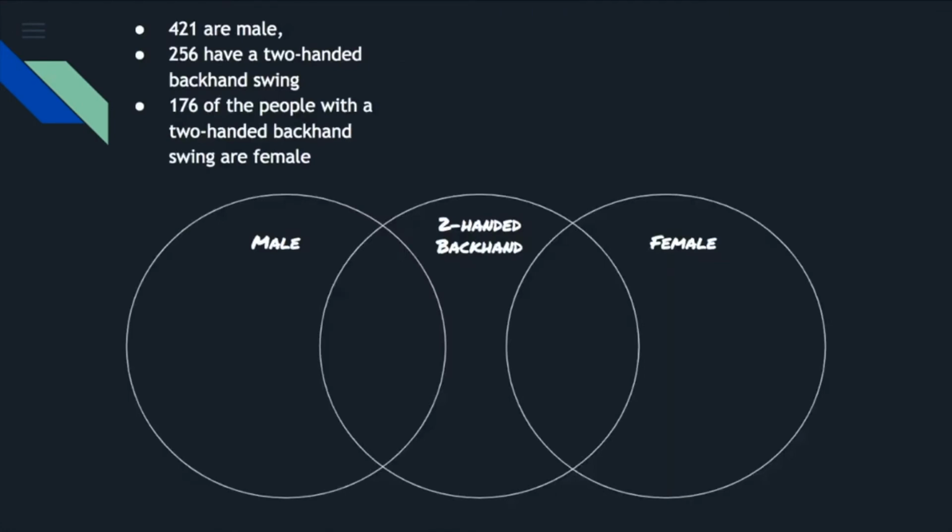Okay, so I've done that. I've got a circle for the male, a circle for the female, and a circle for the two-handed backhand. And for ease of this lesson, we will say that male and female are not intersected. There's not a male and female, and there's not a female and male. For ease of this lesson, we'll say they're mutually exclusive. You need to remember that term. You cannot be female and male, and you cannot be male and female in this particular assignment. So 421 are male, 256 have a two-handed backhand swing, 176 with a two-handed backhand swing are female.